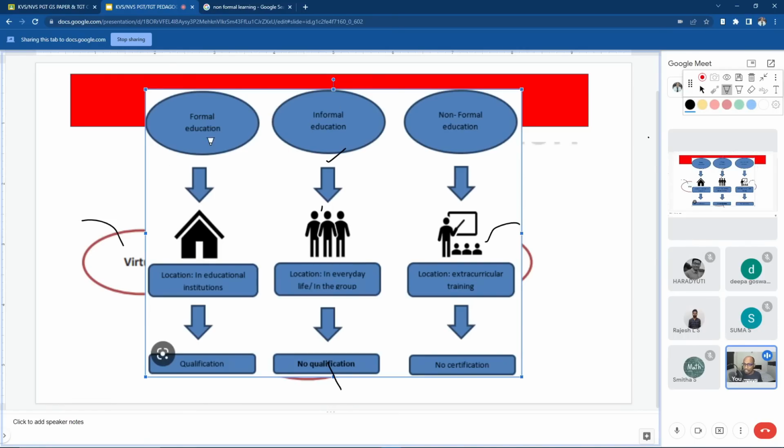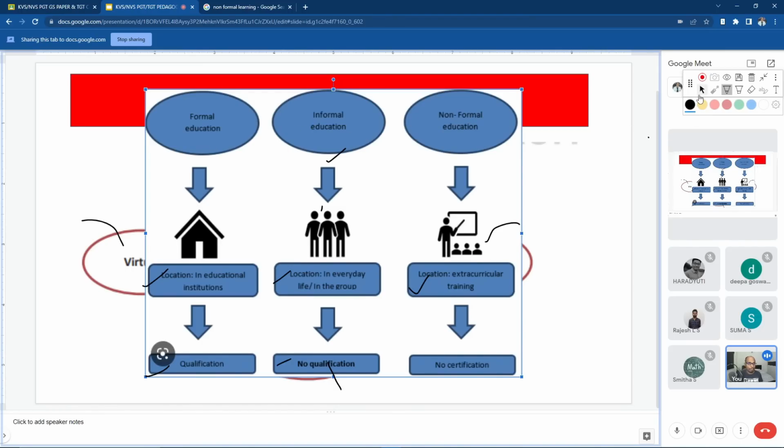Yes, sir. So formal education, location in education institutions, we learn and we get the qualification. Informal education, location in everyday life, in the groups we learn and there is no qualification. You can't say that you know something informally learned, then you don't have a certificate for that. Then non-formal education means location, extracurricular training by attending seminars or meetings, and you may not get certification but you will learn so many things by attending in this non-formal manner.